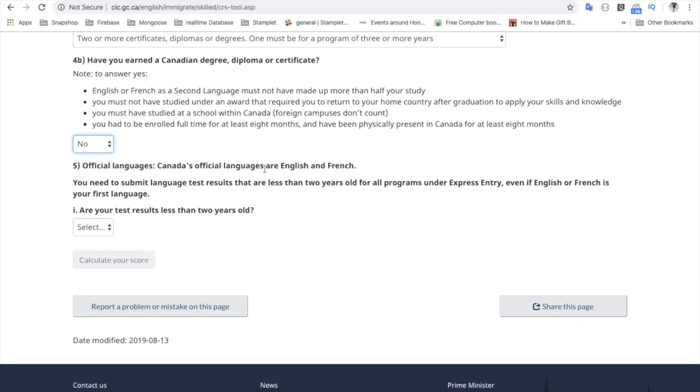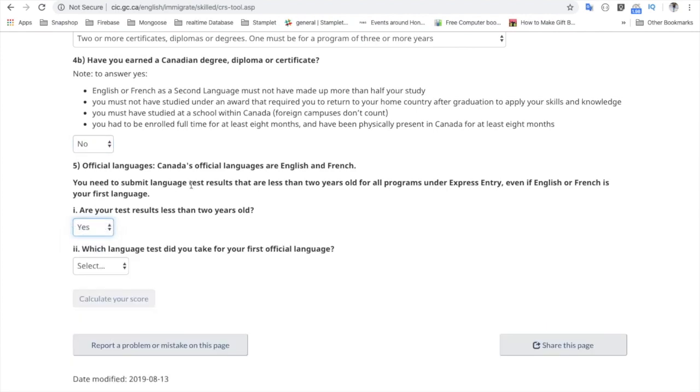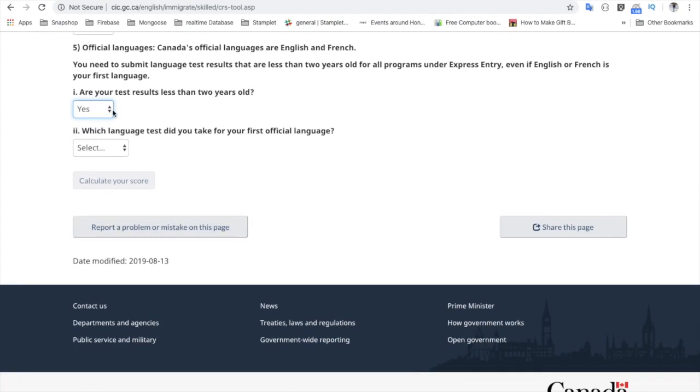Official language: Canada's official languages are English and French. Now IELTS is what you actually put here. Your IELTS score should be less than 2 years old. That's really, really important. So if you have not given IELTS in the last 2 years, you'll have to retake the test. In my case, my IELTS score was within 1 year, so I'll select yes.